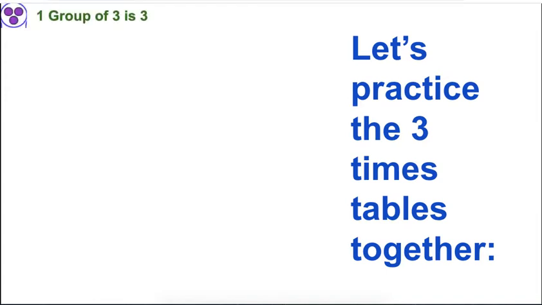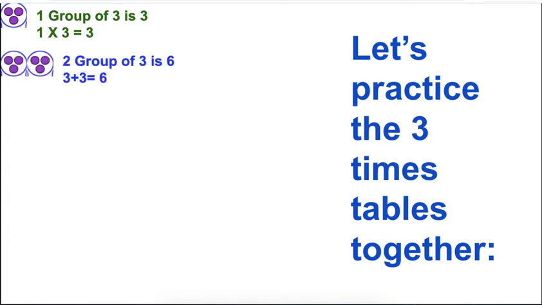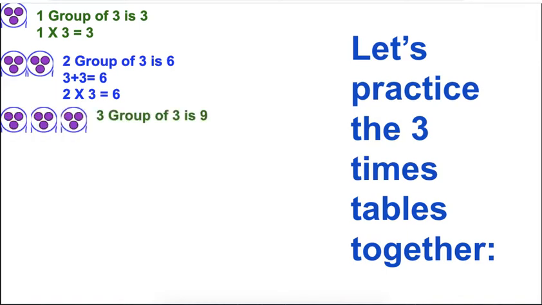So 1 group of 3 is 3, which is 1 times 3. 2 groups of 3 is 6, which can be written as 3 plus 3 or 2 times 3. So these show you the different ways that we can say our times tables: groups, repeated addition, or multiplication sum. So we have 3 groups of 3 is 9, 3 plus 3 plus 3 is 9, and then 3 times 3 is 9.